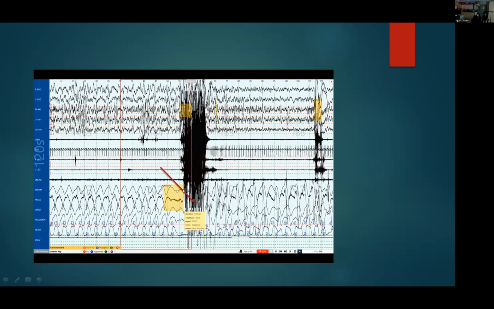But there's a question: is there any minimum amount of time the event has to be away from the arousal? But in the scoring manual, there is no definite answer for that. But the gold standard panel thinks that if there is at least 5 to 6 seconds from the arousal, they can still score that as an event.